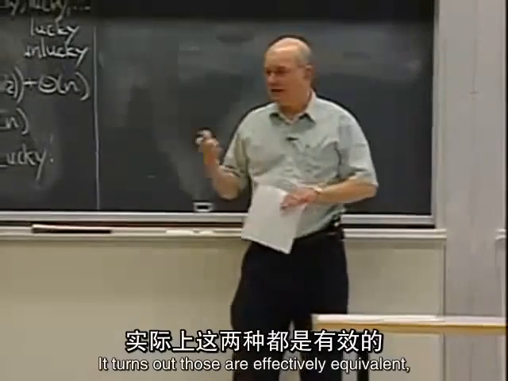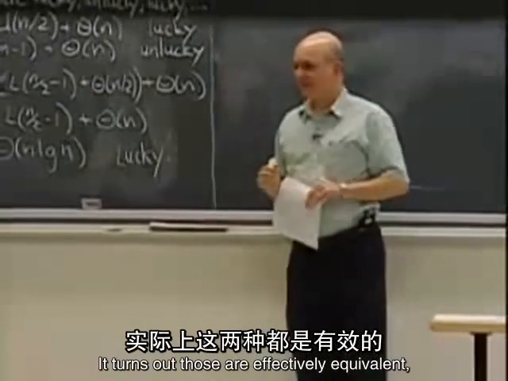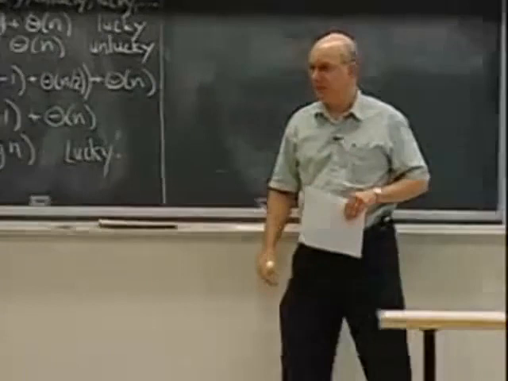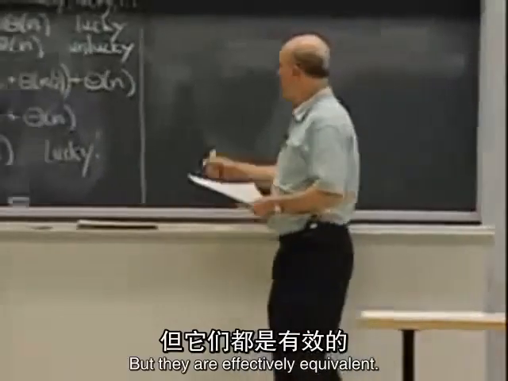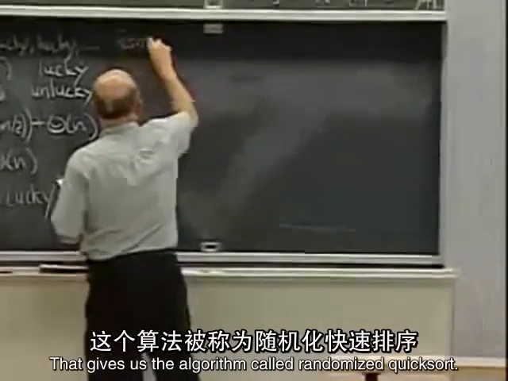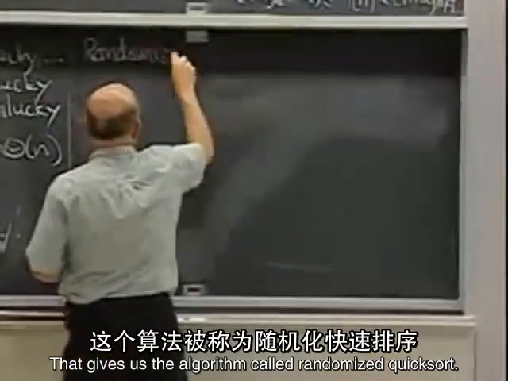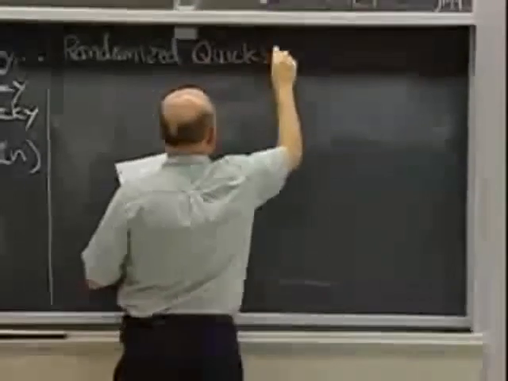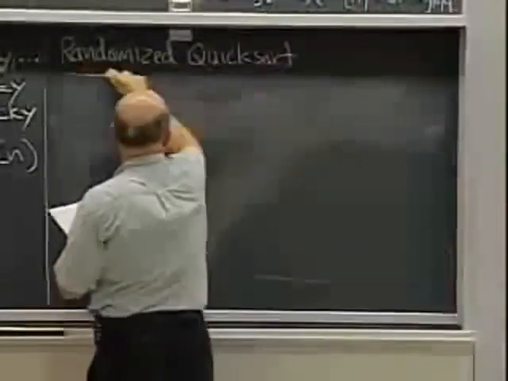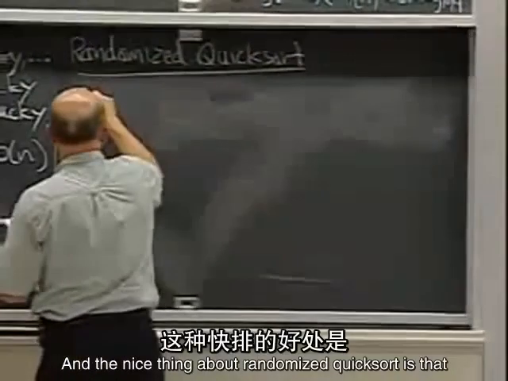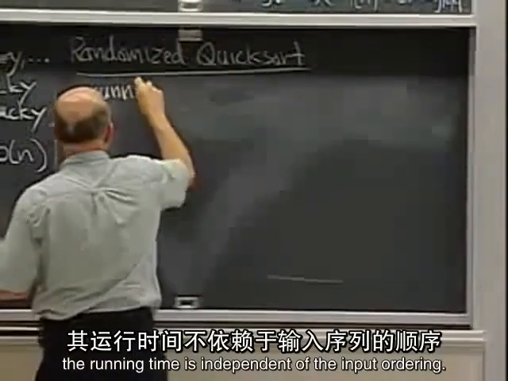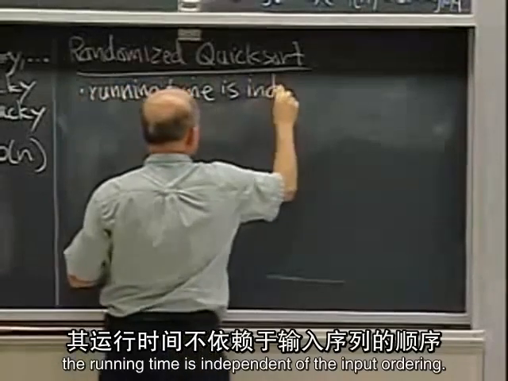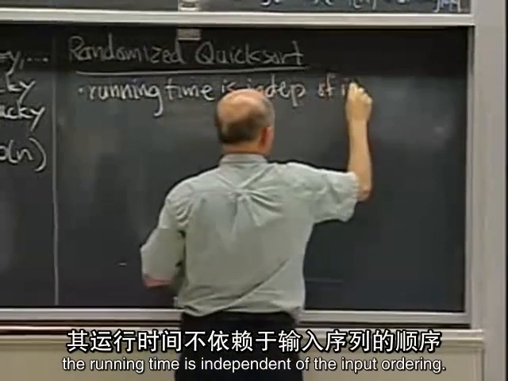It turns out those are effectively equivalent, but we're going to randomly choose the pivot because it's a little bit easier to analyze. And so that gives us the algorithm called randomized quicksort. The nice thing about randomized quicksort is that the running time is independent of the input ordering.